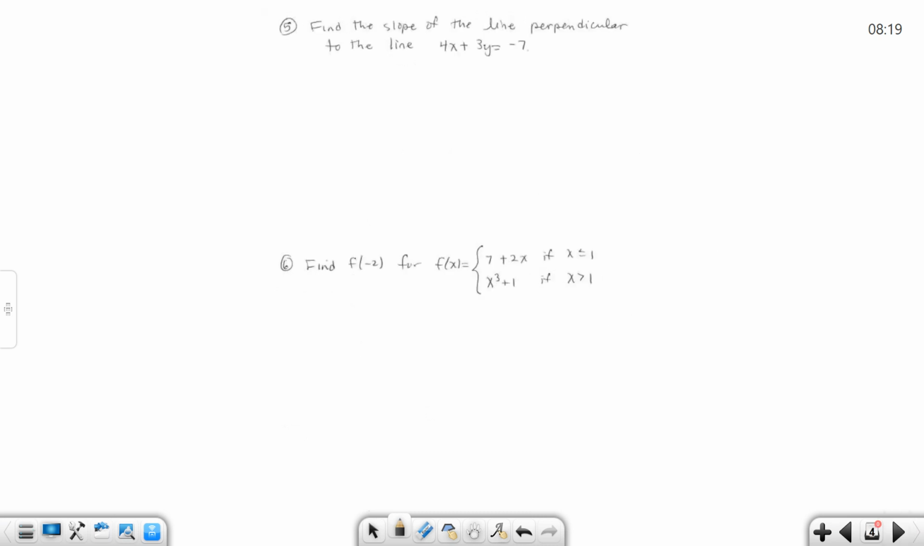All right, on to number 5. Find the slope of the line that is perpendicular to the line 4x plus 3y equals 7. Now, first of all, what do we know about perpendicular lines? Well, perpendicular lines have negative reciprocal slopes. So if we can find the slope of the line we're given, we're in business. What we want to do is solve it for y. So first, subtract 4x on both sides. And so we get 3y equals negative 4x minus 7.